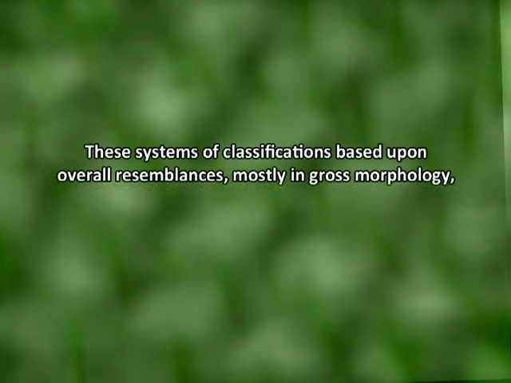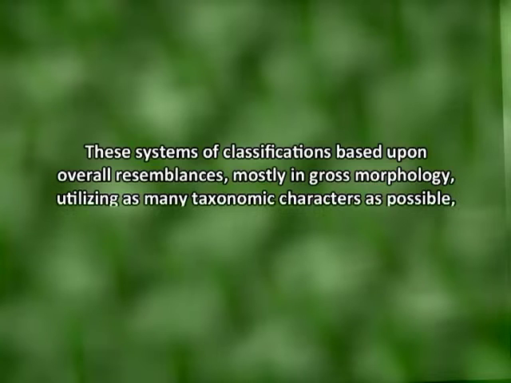Number 2. Natural classification. These systems of classification are based upon overall resemblances, mostly in gross morphology, utilizing as many taxonomic characters as possible to group taxa.